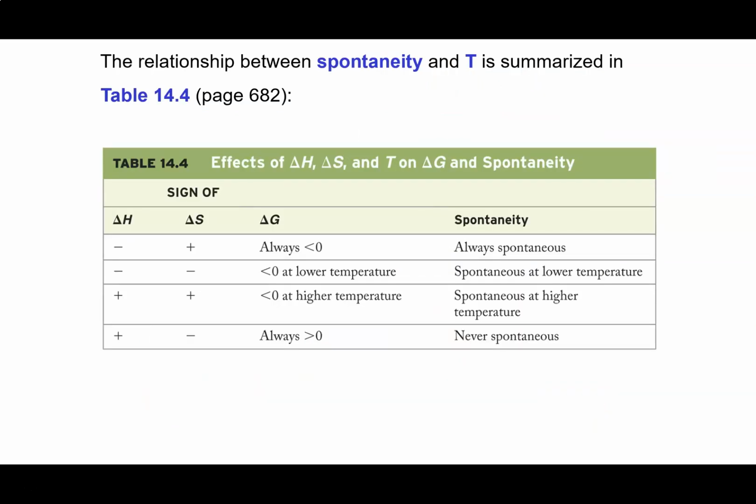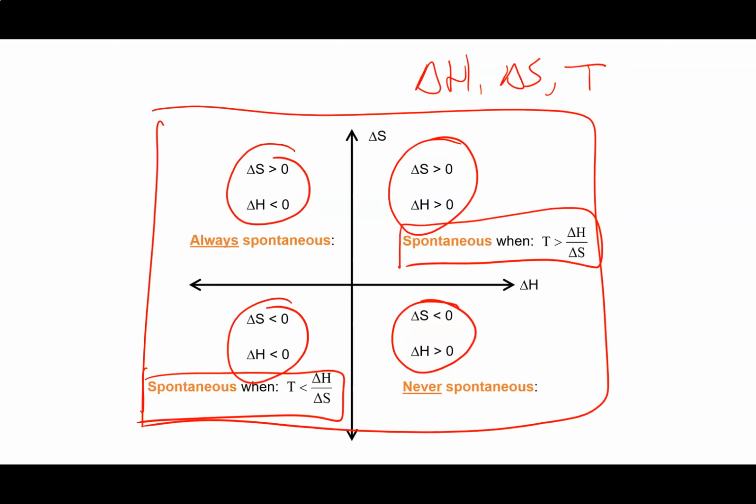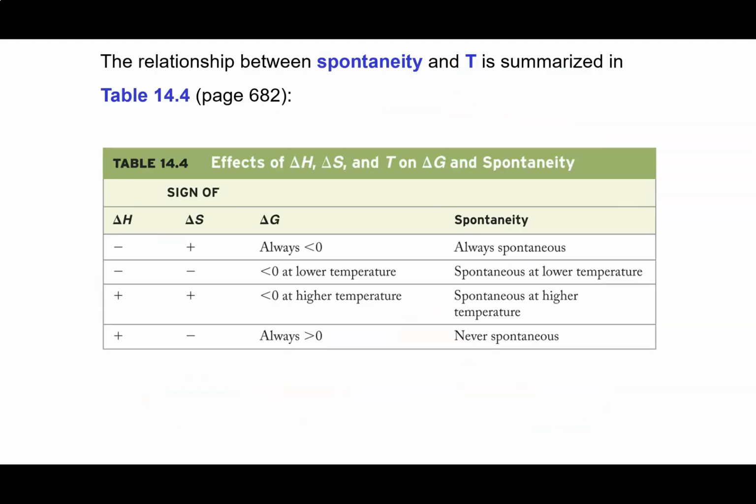There are tables in the book, and you can find similar tables on the internet that summarize all of this information. I prefer the graph here. It just makes sense to me to have a picture of this rather than a table. But you can find other ways that these relationships are presented either in your book or on the internet.